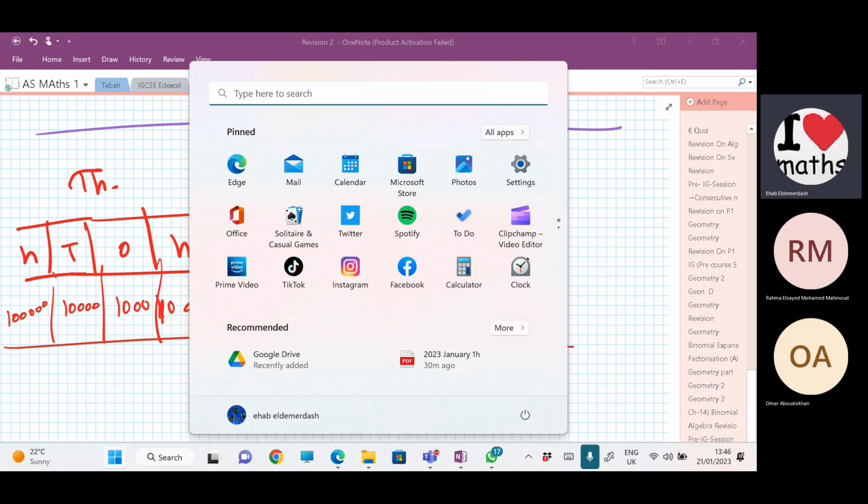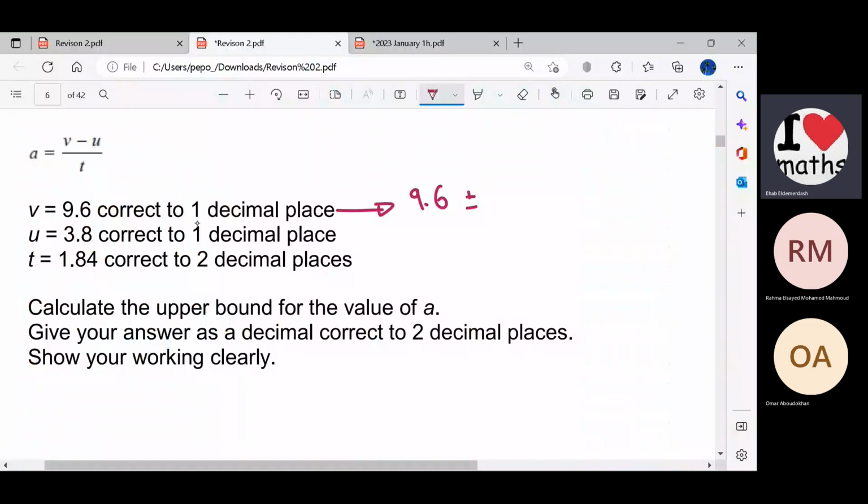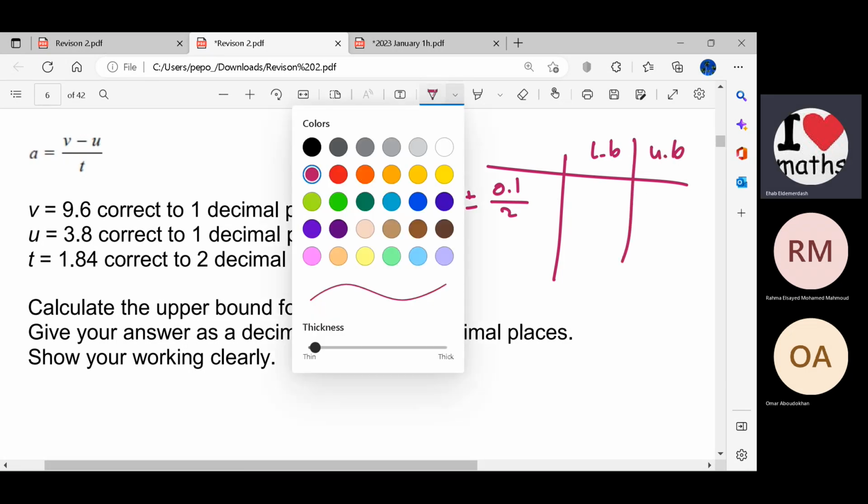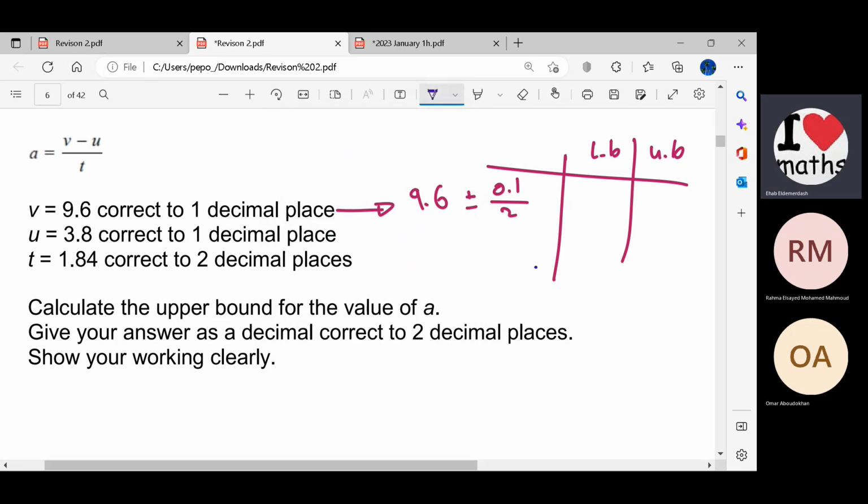So let's go to the question, Yasmin. What do I have? It is corrected to 1 decimal place, so I have to say 9.6 plus or minus 0.1 over 2. This will give me the lower bound and the upper bound. Who can tell me, guys, what is the lower bound of this question? Come on, who will give me the lower bound? It will be 9.55 and the upper bound will be 9.65.